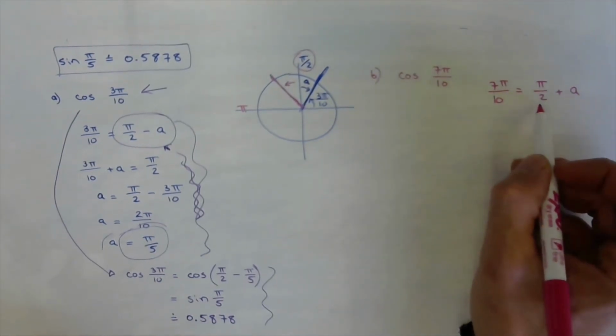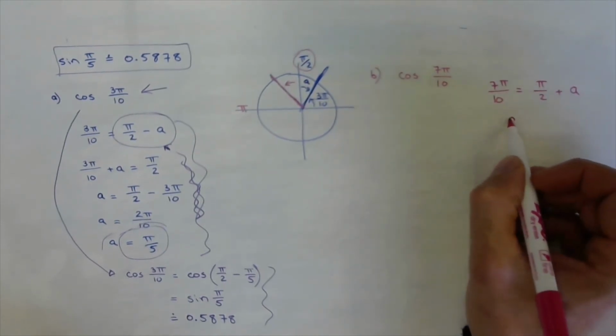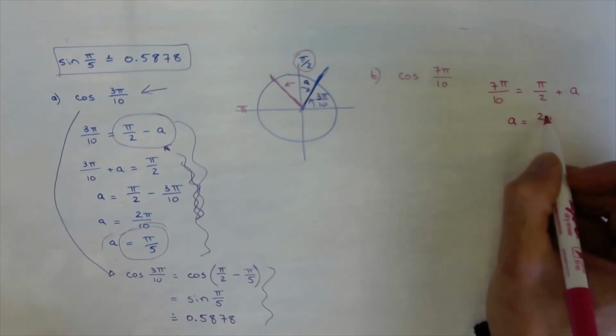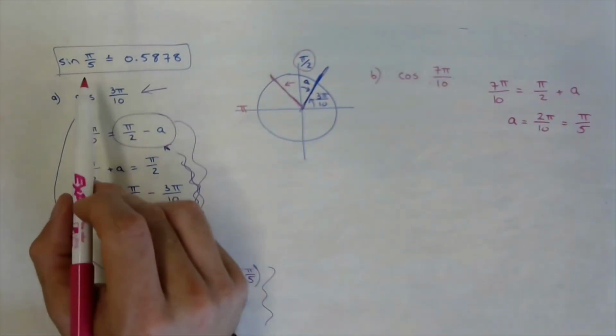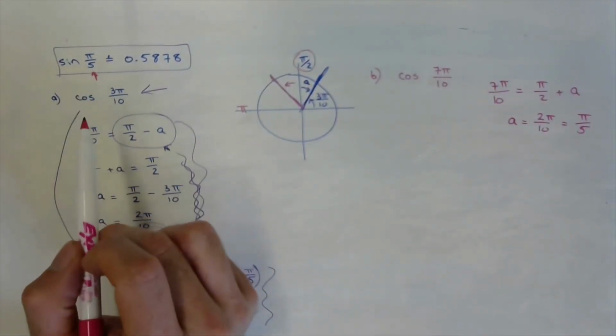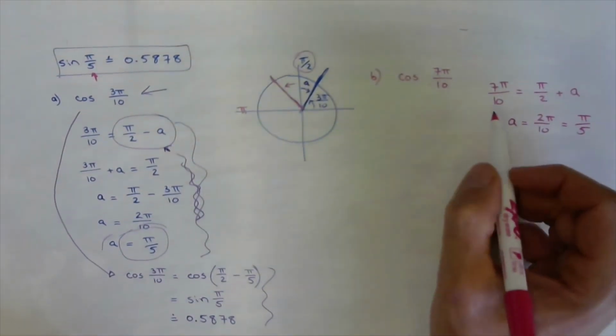Then this part you can just think about in your head. Pi over 2 is 5 pi over 10, so I need 2 pi over 10 more. So A must be 2 pi over 10, which reduces to pi over 5, which we already knew because that's the angle that they give us to work with. Okay, we have to show that it actually does match up properly. Now we can go back.